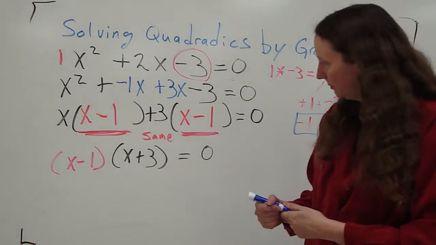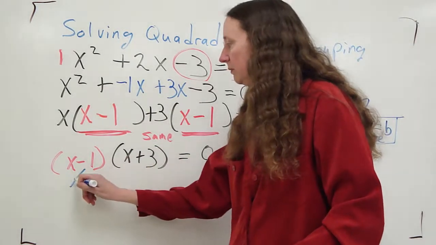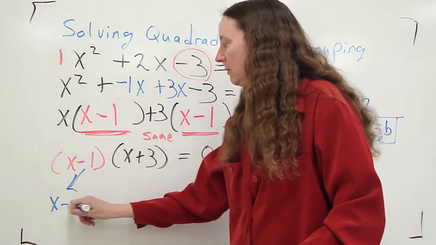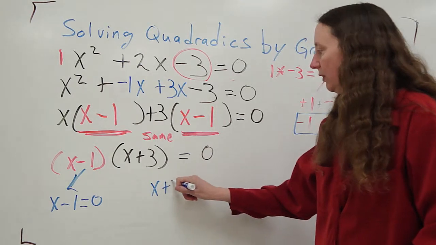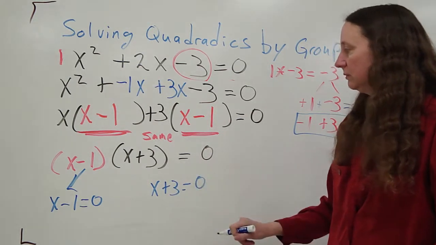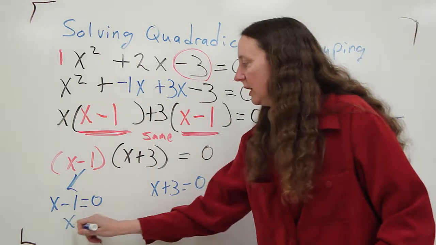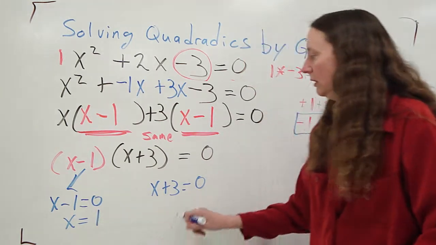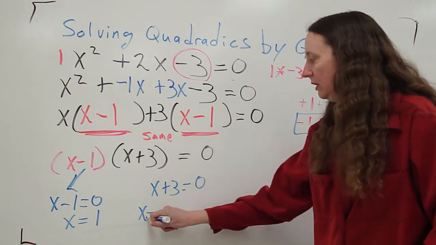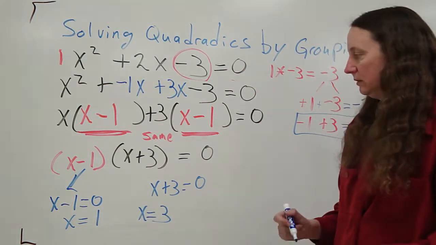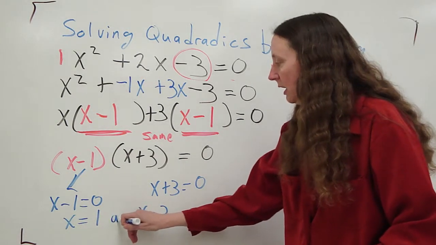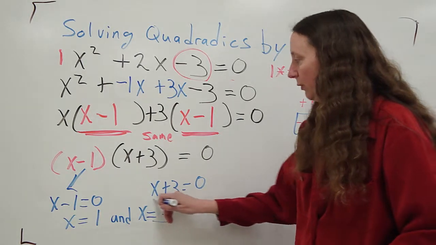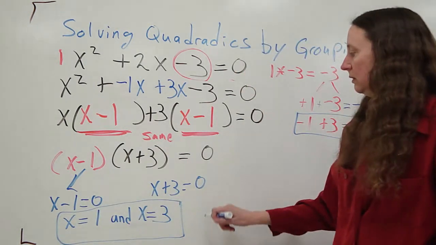I now break this apart into two separate parts, and I say x minus 1 equals 0, and x plus 3 equals 0. This one tells me that x is equal to 1. This one tells me that x is equal to negative 3. My answer, x equals 1 and x equals negative 3. Done.